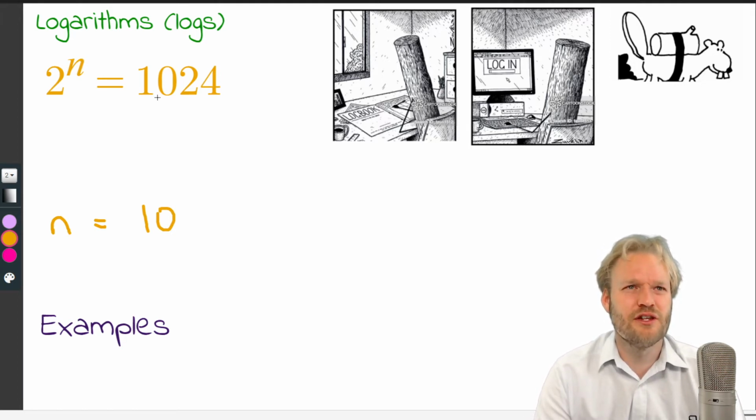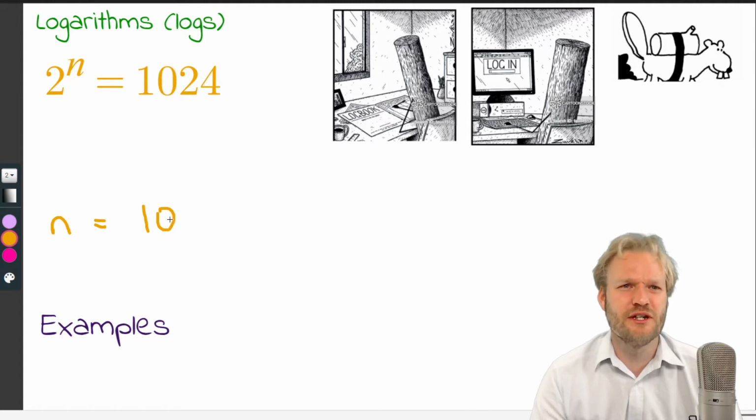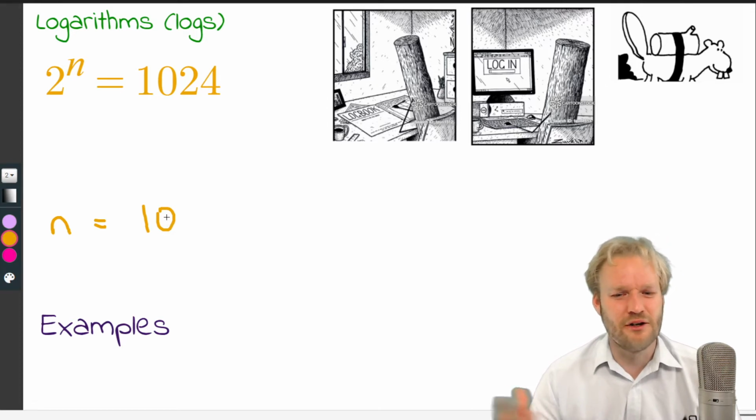What happens if 2 to the n equals 1025? 10's going to be too small, 11's going to be too big. What are we going to keep guessing? 10.0001, what? No. Okay, so logs to the rescue.